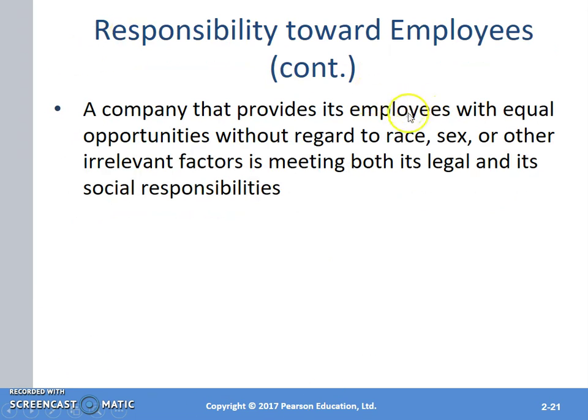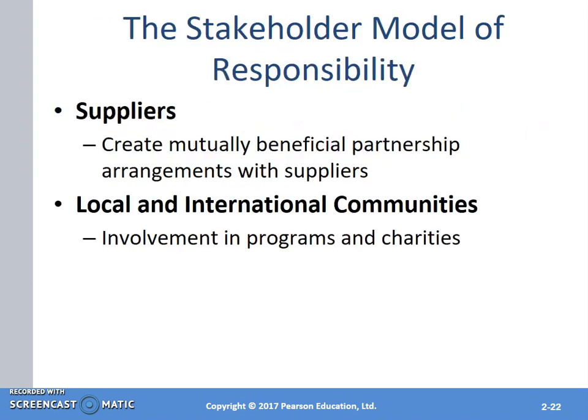The company also has to provide equal opportunity without regard to race, sex, or other irrelevant factors. We have to treat all employees equally, regardless of whether they are female or male, Indian, Chinese, or Malay. It doesn't matter. If they perform better and deserve it, then we have to promote them.